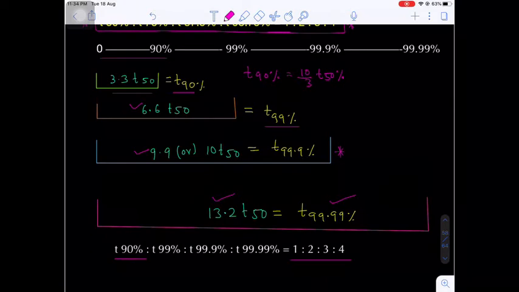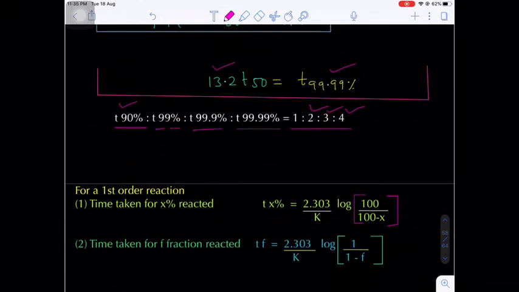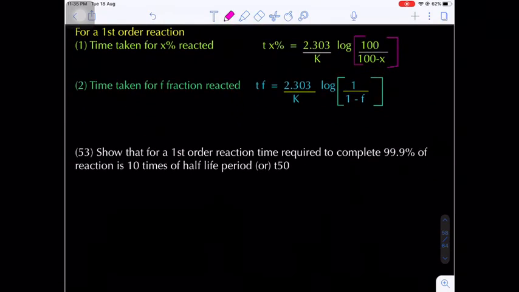If you know the time taken for 90% completion of a first order reaction, can I find the 99%? Yes, that will be exactly double. Can I find the time taken to complete 99.9% if I know the time for 90% completion? Yes, that will be 3 times of the 90% completion. Can I find the time required for 99.99% completion if I know the 90% completion? Yes, which will be equal to 4 times of the 90% completion of the reaction. Are you getting my point?